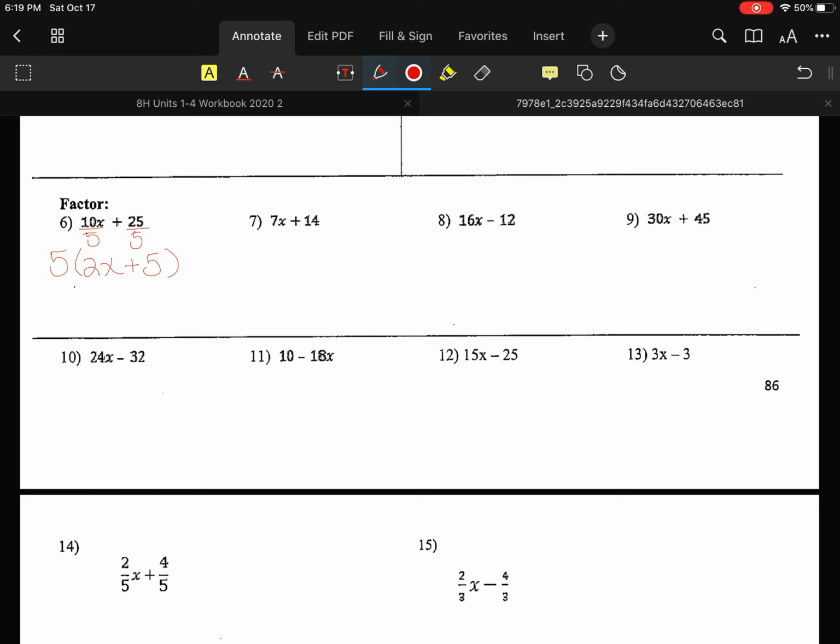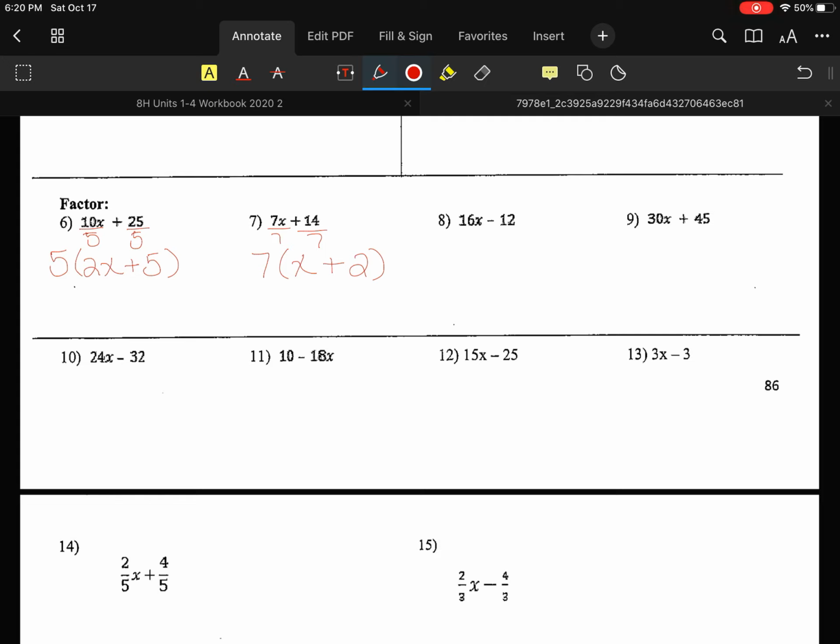Okay, number 7, I start with the smaller of the two values, just like I did in the GCF video. So if you did not watch that video, please watch that before you move further with today's lesson. I have 7 and 14. The greatest number that can divide into 7 is 7, which also can divide evenly into 14.